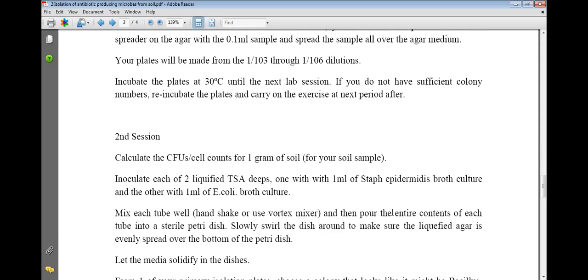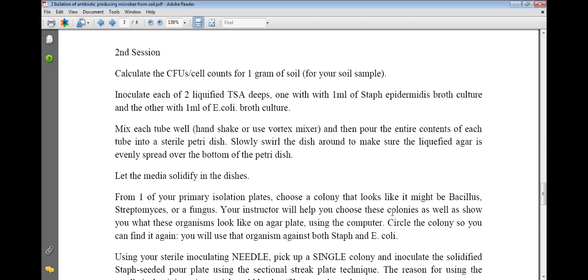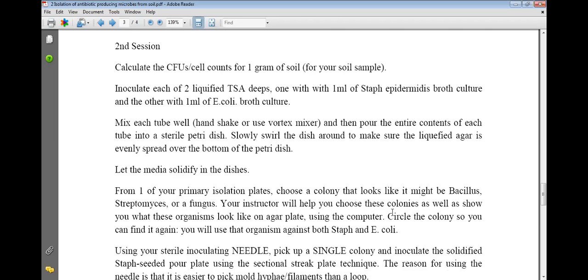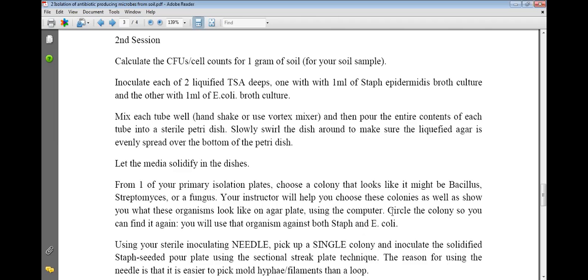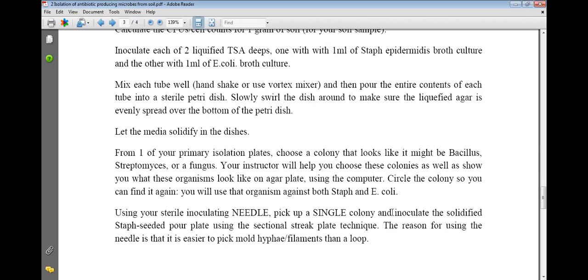In the second session, we calculate the CFU cell count for 1 gram of soil. Inoculate into 2 liquefied TSA deeps. Then mix each test tube properly, and pour the entire content into a Petri dish. Slowly swirl the dishes and make sure the liquefied agar is spread properly.